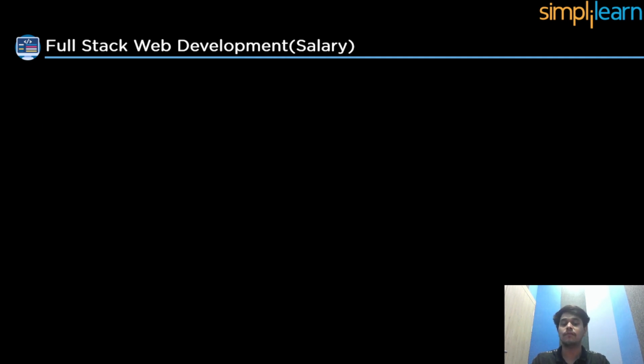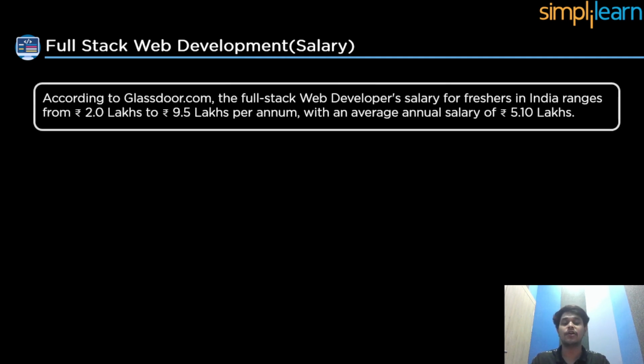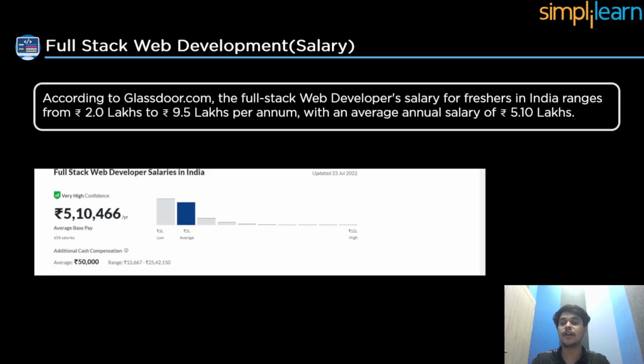According to Glassdoor.com, the salary of a full stack developer in India ranges between 2.5 lakhs per annum to 9.5 lakhs per annum, with an average annual salary of 5.10 lakhs. This salary is for freshers only.